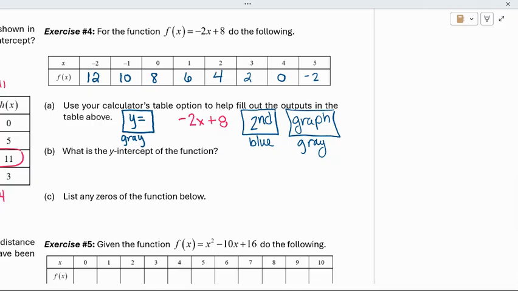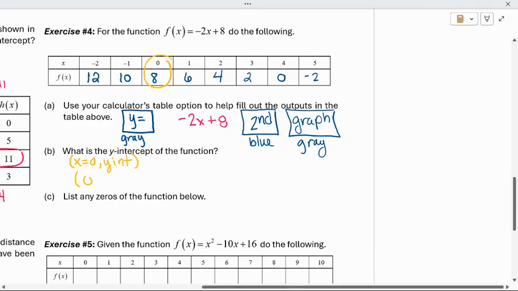Okay, so it says, what is the y-intercept? Isaac, we find the y-intercept when x equals what? Yeah, so where in the table does x equal 0? So the y-intercept is the ordered pair (0, 8), or you could write it as y equals 8.